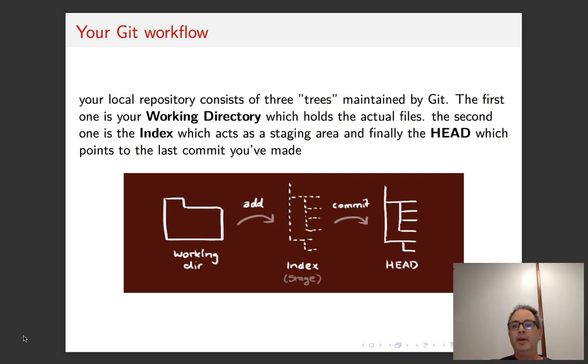And the third one, and finally, is the head, which points to the last commit you've made. So once you've added it, you haven't yet committed it. But once you've committed it, it'll be added to the commit, and that's where the history and the tracking begins.